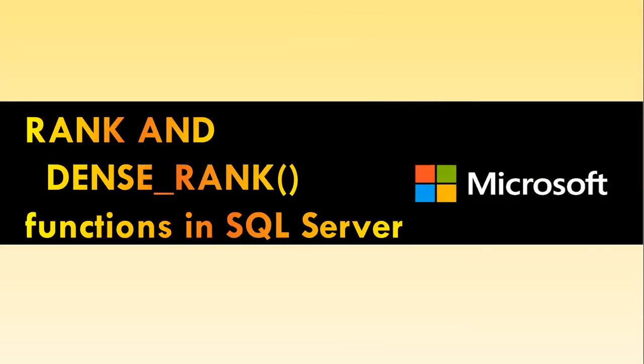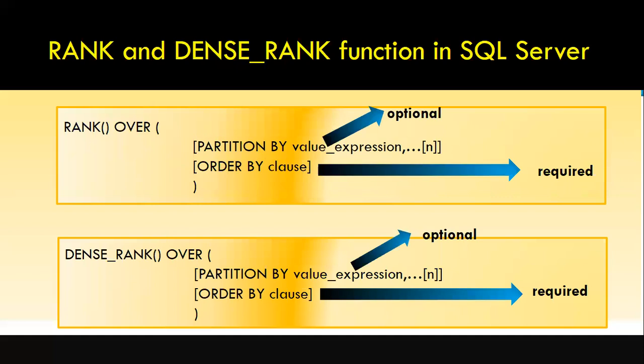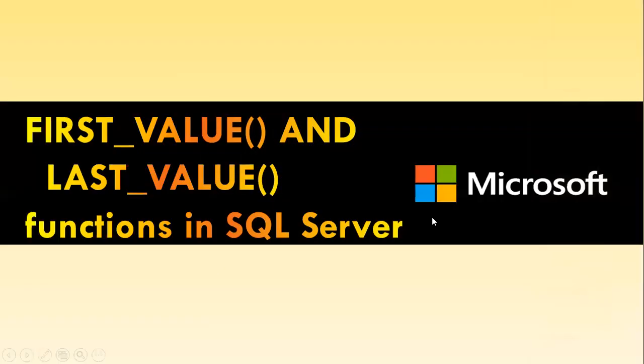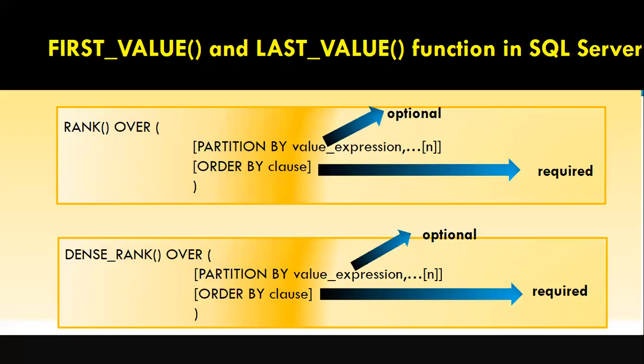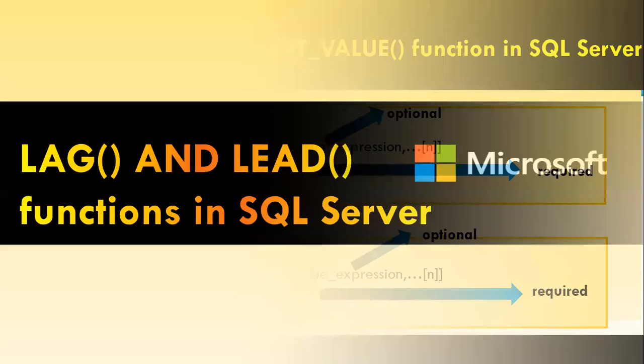Rank and dense rank we discussed already. So this is the syntax for partition by and order by. In the case of rank, the order by is required, so remember this. Next, the first value and last value functions in SQL Server. In this case, the partition by is optional, but order by is needed. Sorry, this shows something else. First value and last value.